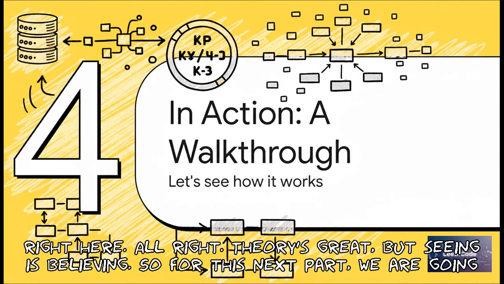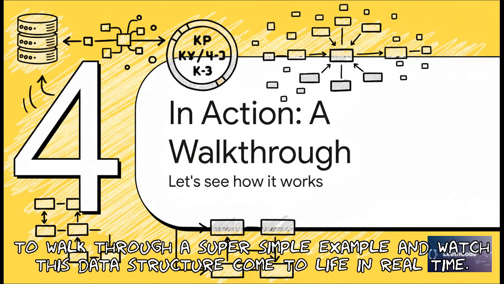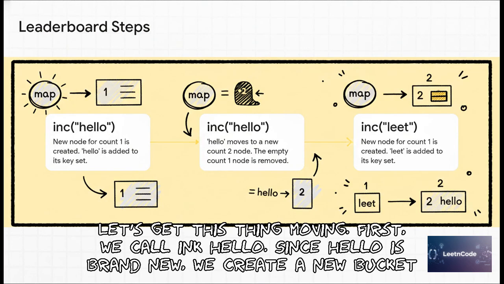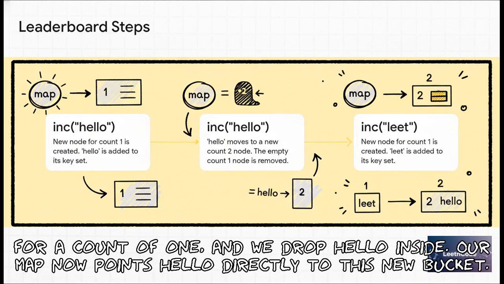All right, theory's great, but seeing is believing. So for this next part, we are going to walk through a super simple example and watch this data structure come to life in real time. Let's get this thing moving. First, we call inc hello. Since hello is brand new, we create a new bucket for a count of 1, and we drop hello inside. Our map now points hello directly to this new bucket.